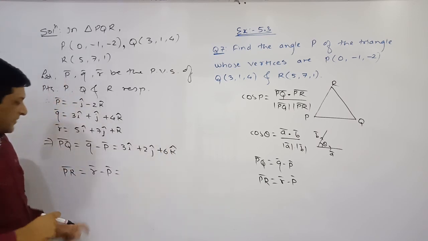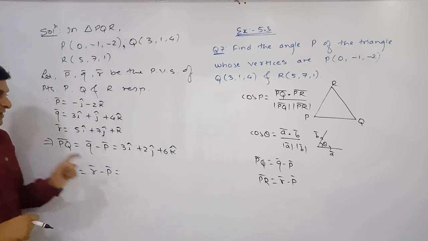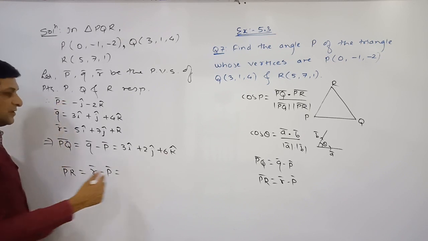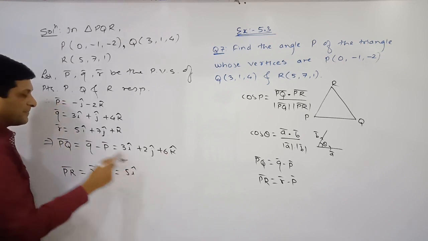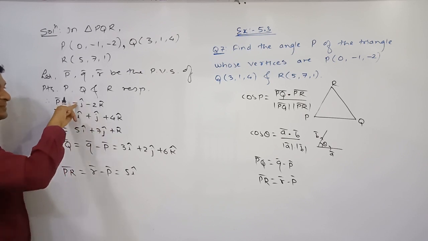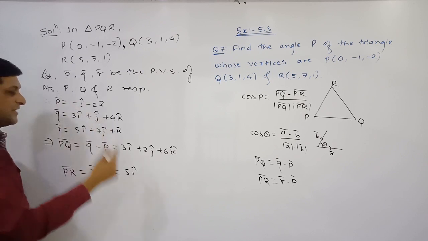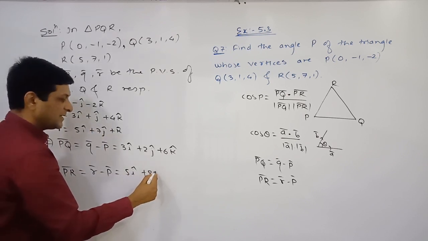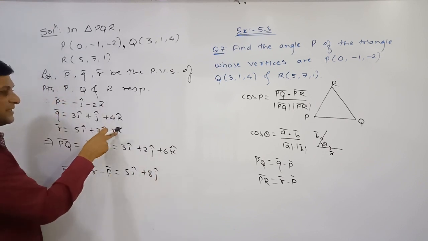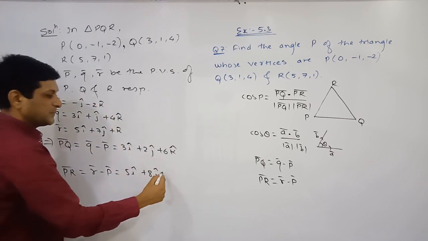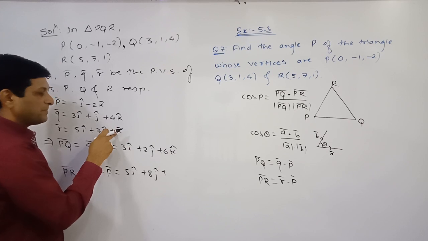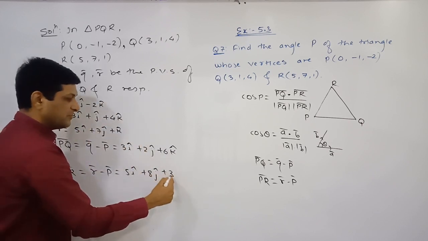Now we are finding the subtraction of R bar and P bar. 5I minus 0I will be equal to 5I cap. 7J minus minus means plus J. 7J plus J will be equal to 8J cap. And lastly K minus minus means plus 2. K cap plus 2K cap will be 3K cap.